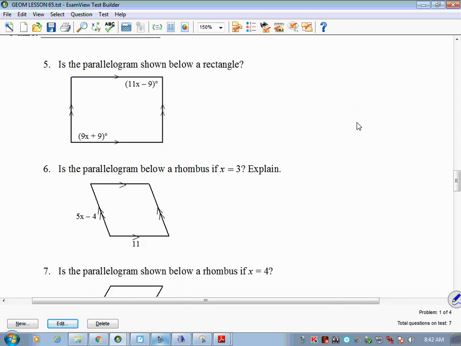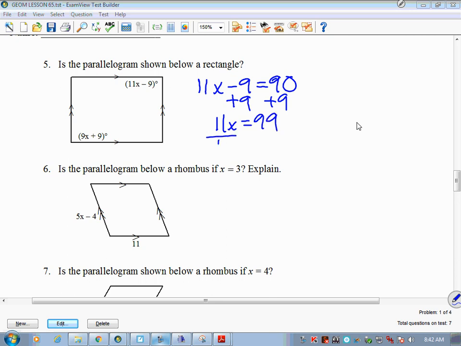Okay, number 5, is the parallelogram shown below a rectangle? Okay, well, if this is a rectangle, then both these angles would have to be equal to 90, which means they would have to be equal to each other. So what I can do is actually solve one of these for 90. 11x minus 9 equals 90. We'd add 9, we get 11x equals 99. We divide by 11, we'd find out that x equals 9.